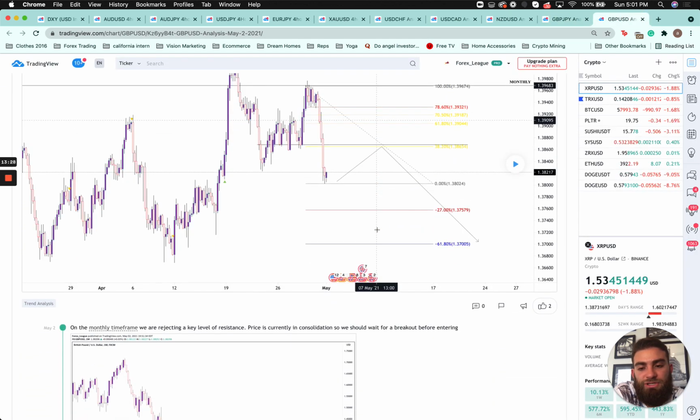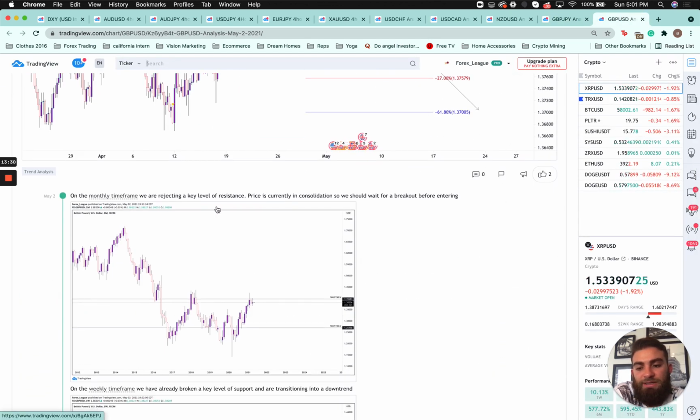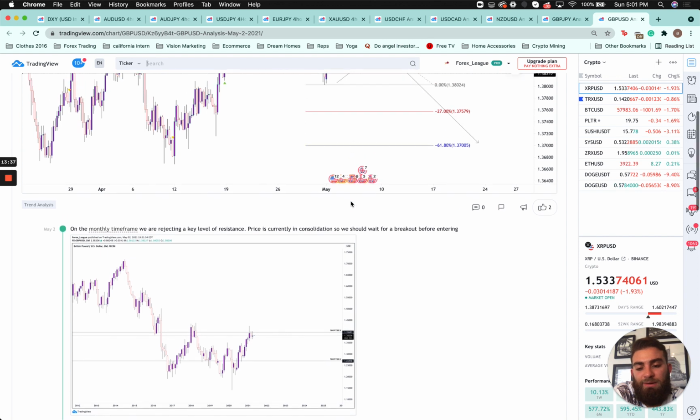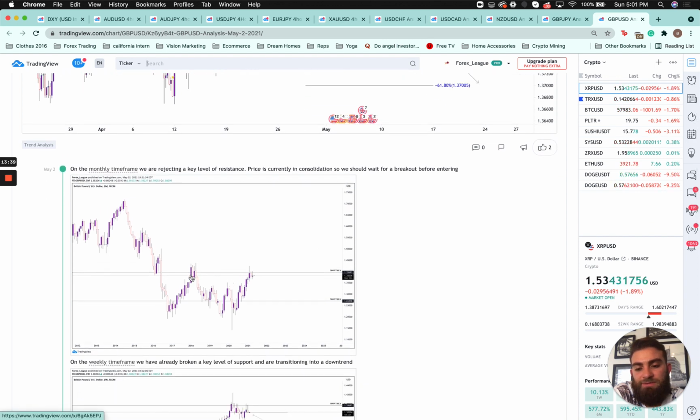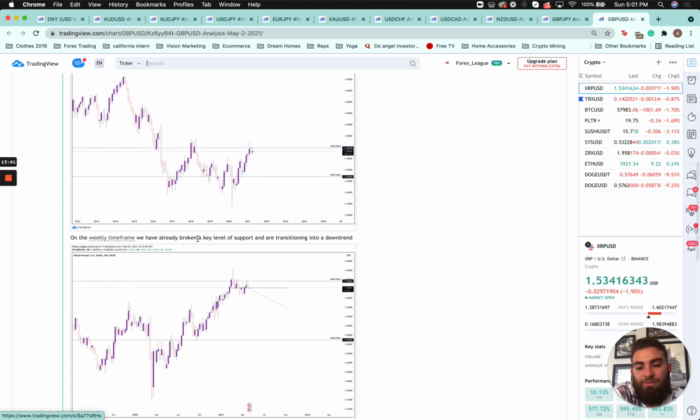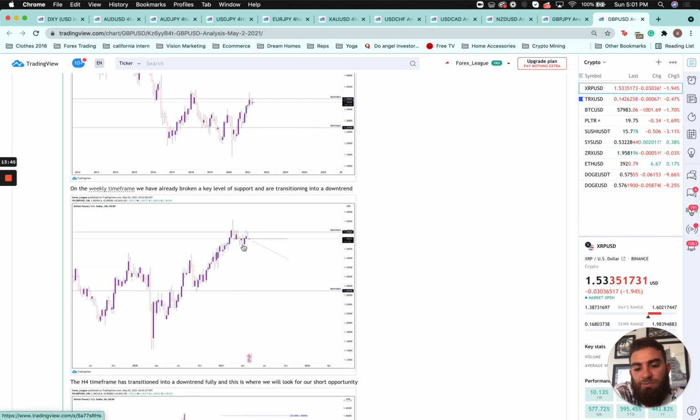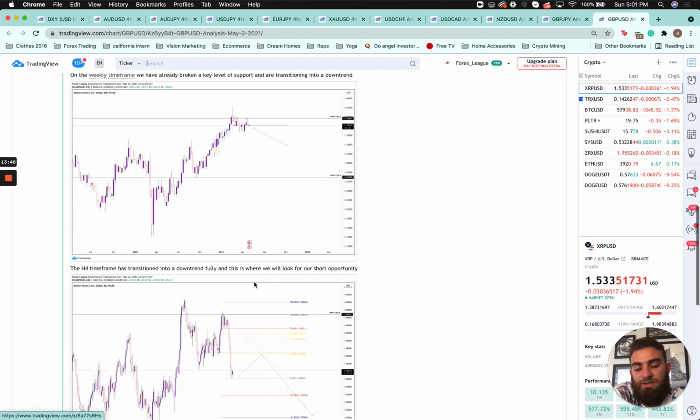Let's go to GU as our last pair. On the weekly time frame, we are rejecting a key level of resistance. Price is currently in consolidation, so we should wait for a breakout before entering. As you can see, resistance. On the weekly time frame, we have already broken a key level of support and are transitioning to the downside. Broke support, retesting it, large wicks to the upside.